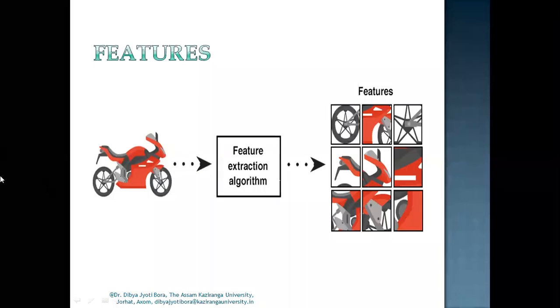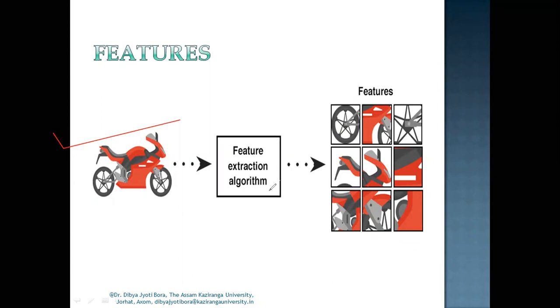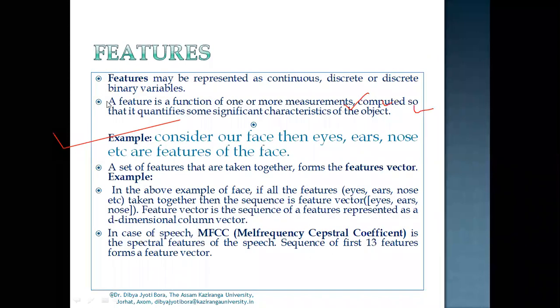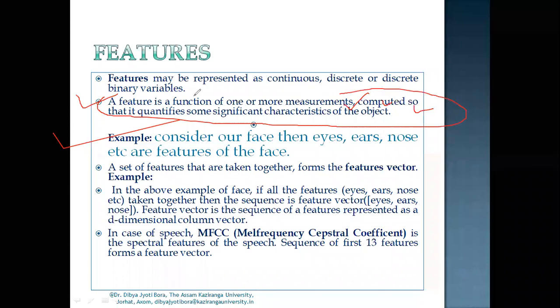So yesterday we talked about features, and with this diagram we tried to understand what a feature is and how important it is in the pattern recognition process. With this bike you have seen that its different parts can be considered different features. Then we defined a feature as a function of one or more measurements computed so that it quantifies some significant characteristics of the object. Every feature is related to some significant characteristic of the object. I cited the example of the human face: eyes, ears, nose are different features of a human face.